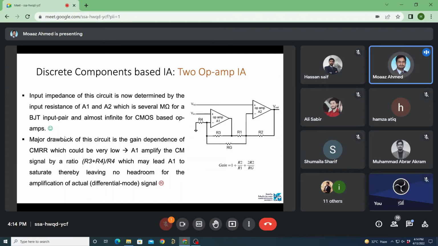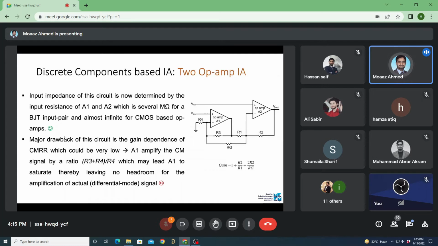But the problem with this is still that if you see op-amp A1, it amplifies the common mode signal by a ratio of these R3, R4 resistors. It's a resistor divider here. So the common mode of A1 sees the gain R3 plus R4 by R4, and it can easily saturate the amplifier. So we have no amplification room. The gain of this topology is expressed here. It's 1 plus R2 by R1 plus R2 by RG.